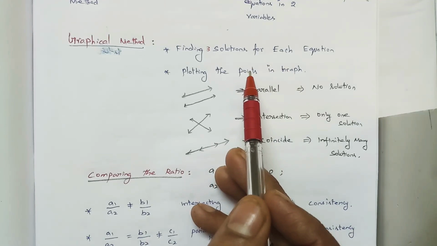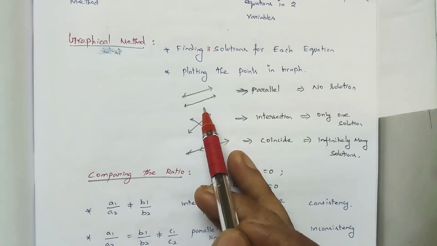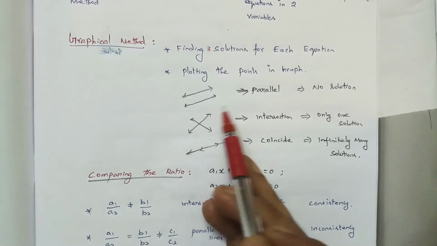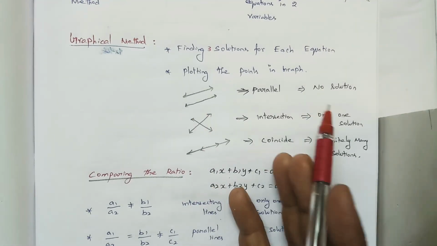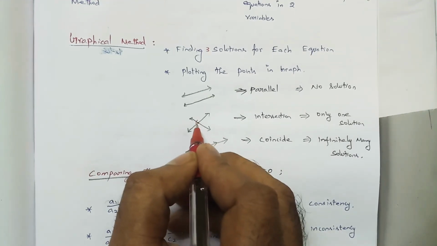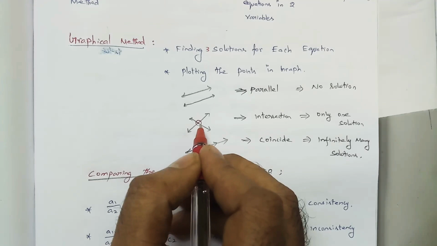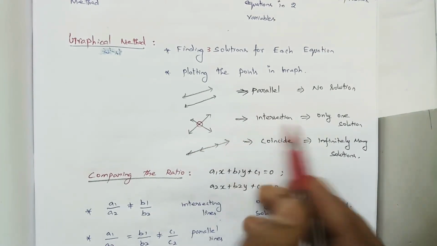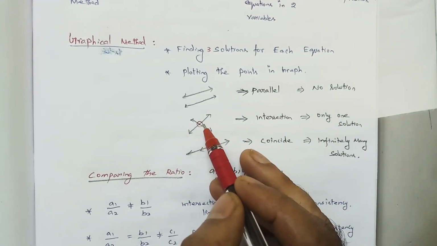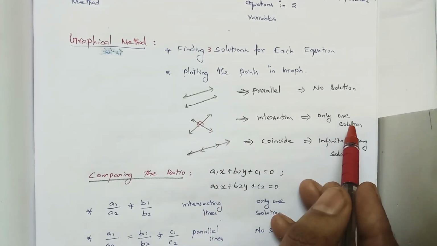For the given equations, there is no solution when the graphs are parallel. When the two lines intersect, the point where they intersect is the solution. That is only one solution, an x value and a y value.